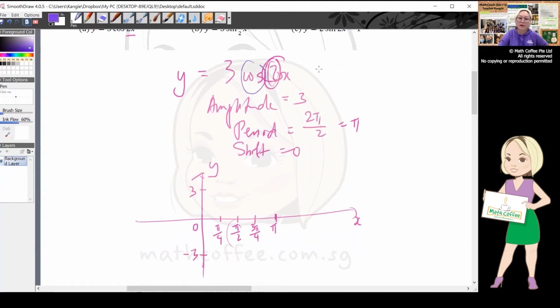But this is a cosine graph. Cosine graph starts from maximum, 0, minimum, 0, and then maximum. Okay, so I start from the maximum. I go to 0. I go to minimum at pi over 2. I go back to 0 at 3 pi over 4. And I go back to maximum at pi.